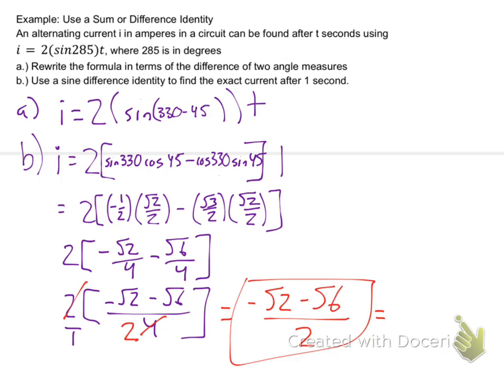I'm not sure what we're supposed to get. I got 0.5. So hold on. Okay, I'm getting a negative 1.93. Yep. Now, make sure that you guys are in degrees on your calculator.